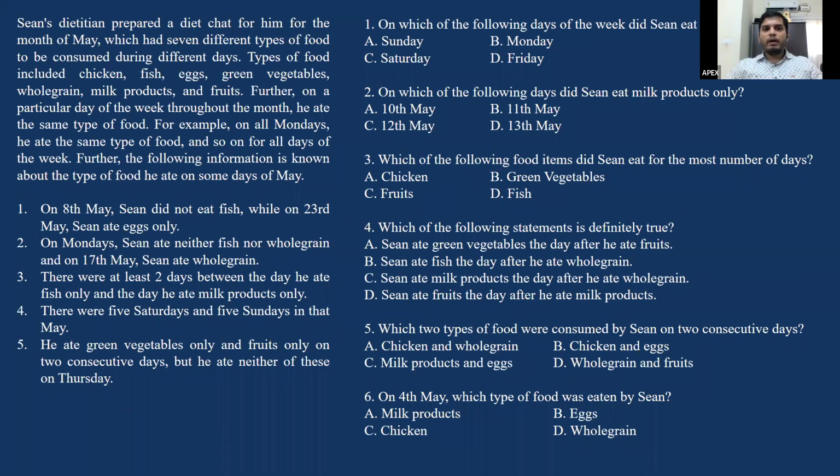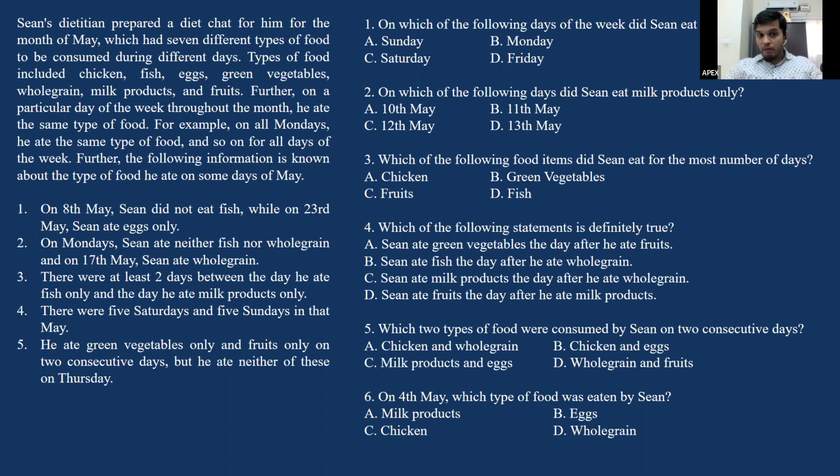A dietitian prepared a diet chart for him for the month of May, which had 7 different types of food to be consumed during different days. Types of food included chicken, fish, eggs, green vegetables, whole grain, milk products, and fruits. Further, on a particular day of the week throughout the month, he ate the same type of food. For example, on all Mondays he had the same type of food, and so on for all days of the week. Further, the following information is known about the type of food he ate on some days of May.